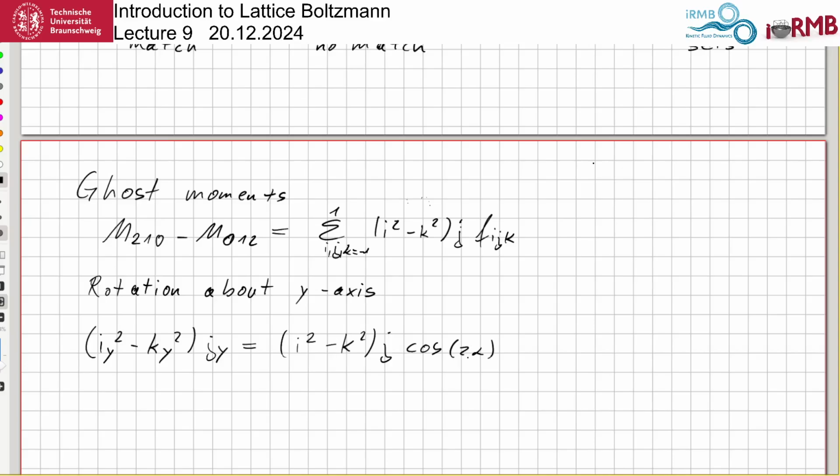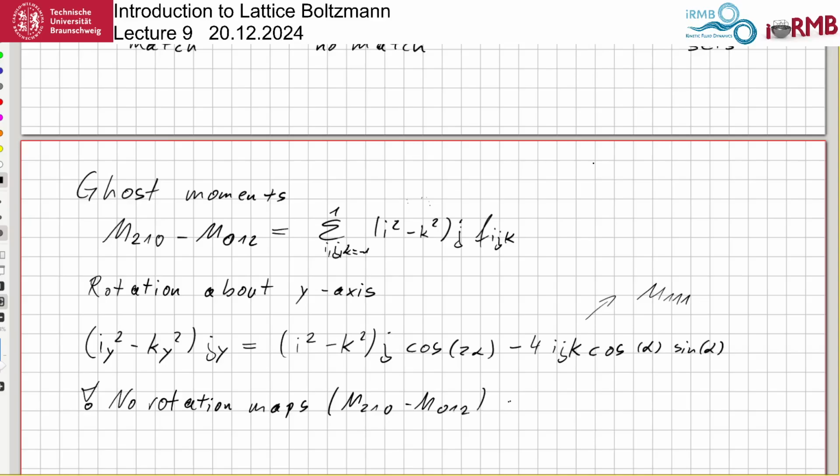times the thing itself. Very obviously if alpha is 0, this gives the original, so we rotate by 0 degrees. And here we have, in addition to this, 4 ijk cosine alpha sine alpha. So you see, this maps onto itself, but it also maps onto the moment M111, because in the moment M111 we have the kernel ijk. However, very important, no rotation maps M210 minus M012 onto the sum.